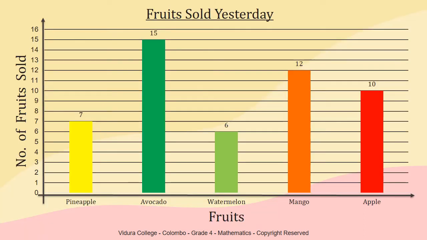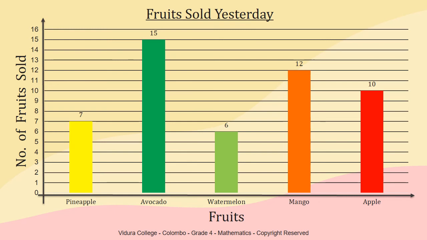Okay, now on the screen you can see how I have drawn the graph. I have mentioned 2 axes. In the x-axis I have drawn number of fruits sold and in the y-axis I have drawn fruits. So you have to mention the number and you cannot forget to mention 0, children.